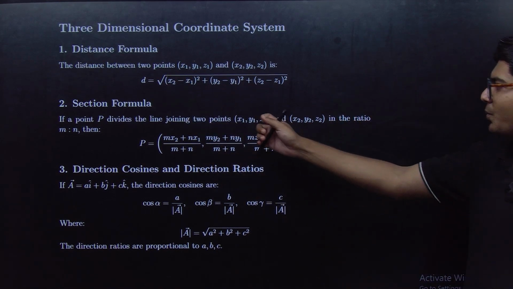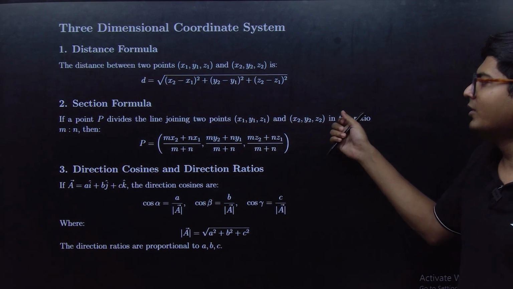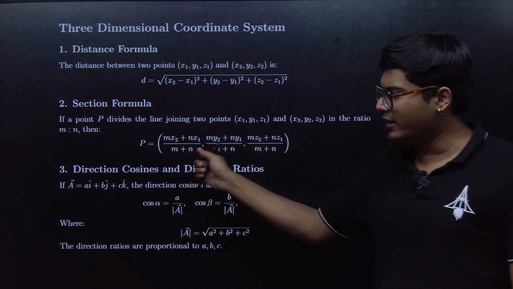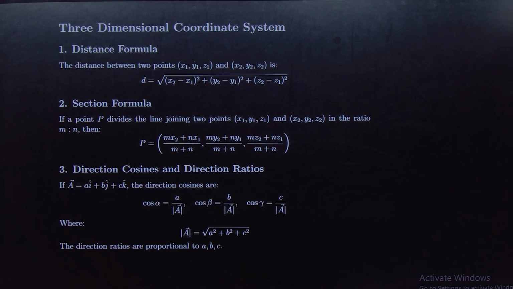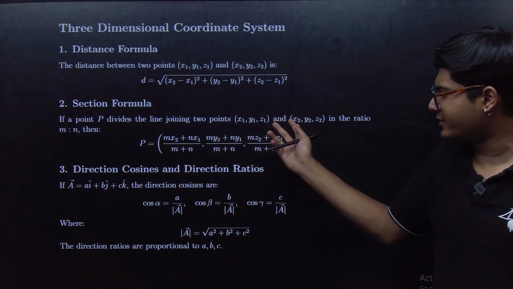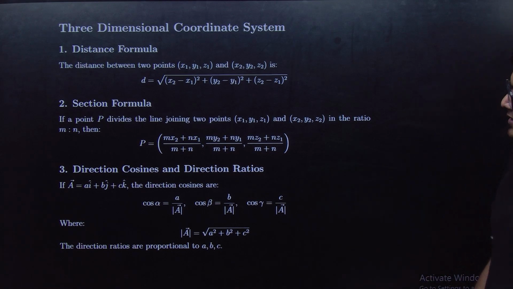Section formula: if you have two points, (x1, y1, z1) and (x2, y2, z2), dividing in the ratio m is to n, then the point which divides it internally in the ratio m is to n is given by (m x2 plus n x1) by (m plus n). Same for y, same for z. Again, for external division, just change the plus sign to the minus sign, okay?